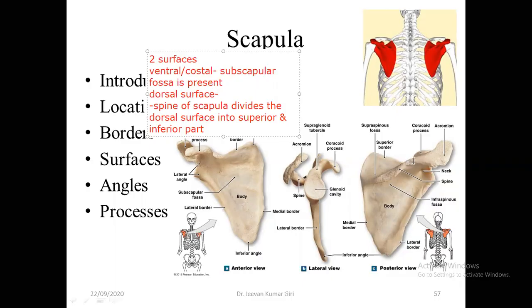Due to the presence of this spine or spinous process of the scapula, the dorsal surface is divided into an upper part and a lower or inferior part. The upper part bears one fossa, that is the supraspinatus fossa. Similarly, in the lower part there is the infraspinatus fossa or infraspinous fossa. Just above the spine is the supraspinatus or supraspinous fossa, and just below the spine is the infraspinous fossa. Above the spine, that is the supraspinous.